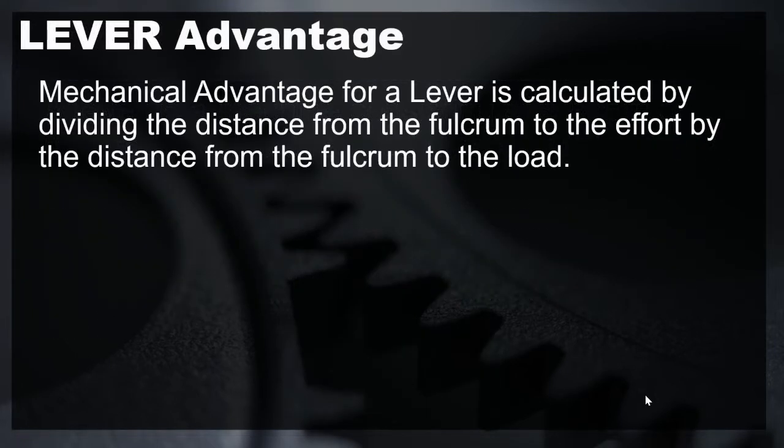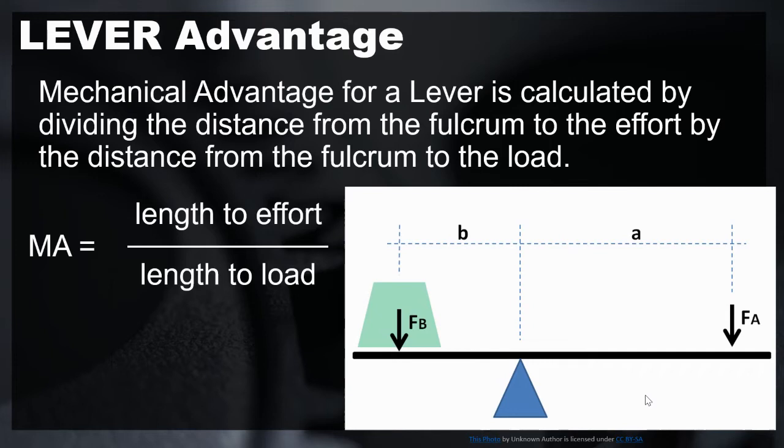Mechanical advantage for a lever is calculated by dividing the distance from the fulcrum to the effort by the distance from the fulcrum to the load. We can see that in this graphic. The equation for mechanical advantage is length to effort divided by length to load. That measurement is taken from the fulcrum. So, in this case, the fulcrum to our force of A is our length to effort. The length to load is from the fulcrum to F sub B, which is our load, our weight that we're trying to move.